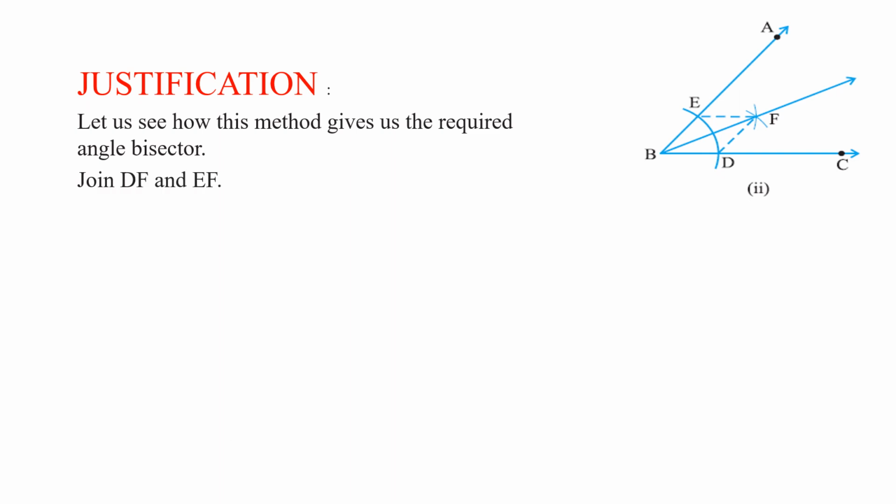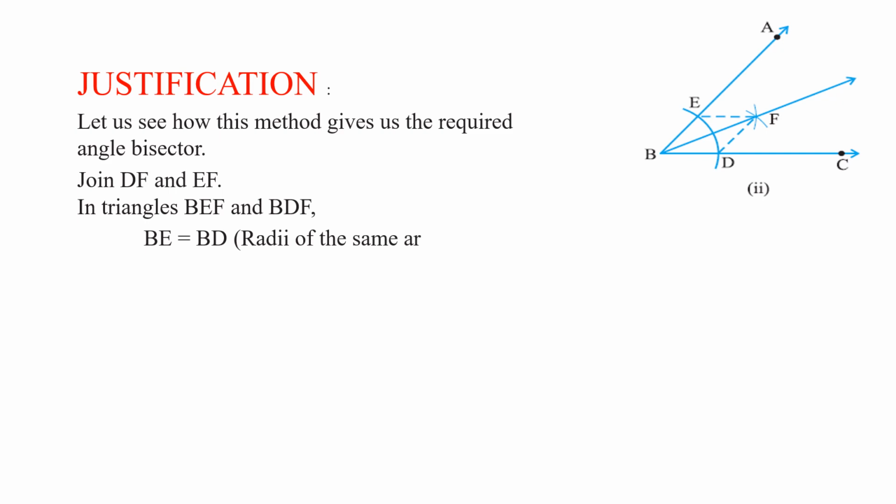Join DF and EF. Let us join these two points, DF and EF. In triangles BEF and BDF, if you observe this figure, you get two triangles, namely BEF and BDF. In these two triangles, let us compare the parts of the triangle.